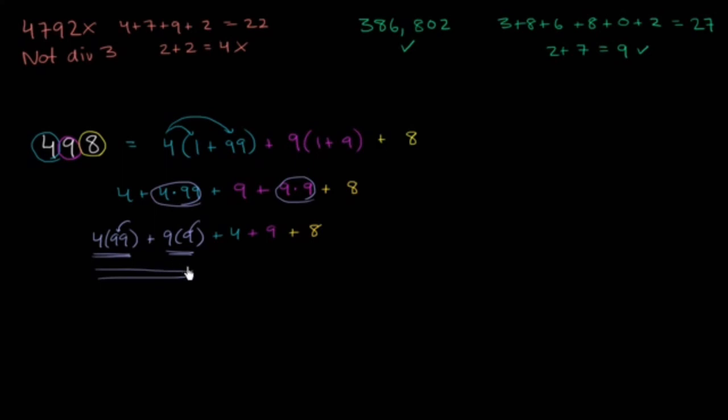So the only thing you have to really worry about is this part right over here. In order for this whole thing to be divisible by 3, if this part is divisible by 3, then that part also has to be divisible by 3. But what is this right over here? These are just our original digits, 498. A 4, a 9, and an 8. We just have to make sure that when we take the sum, it's divisible by 3.